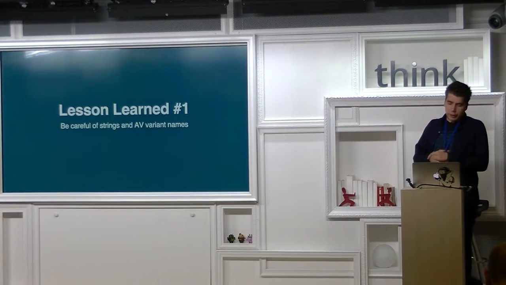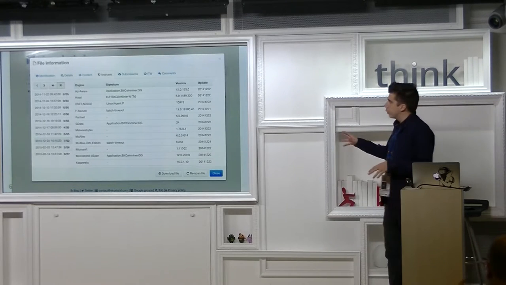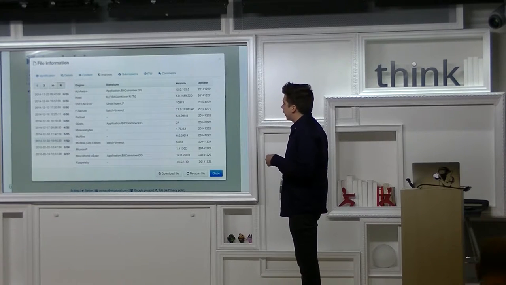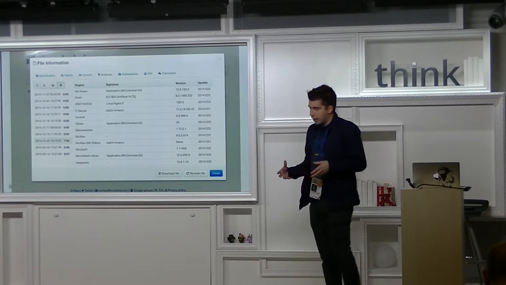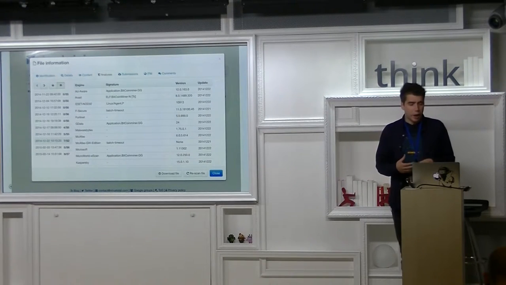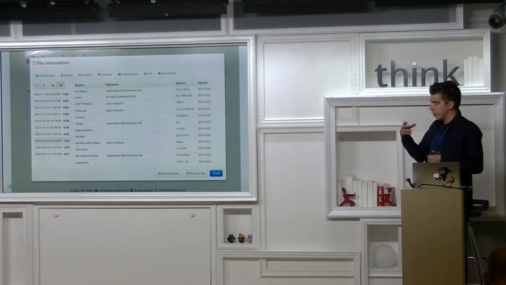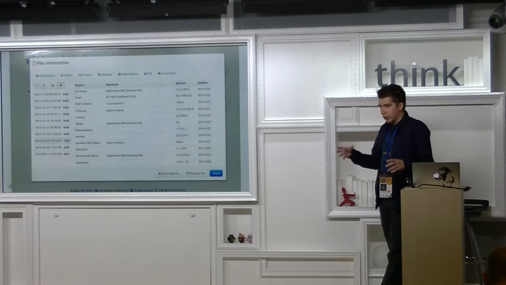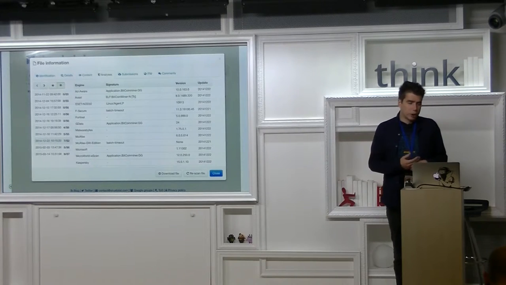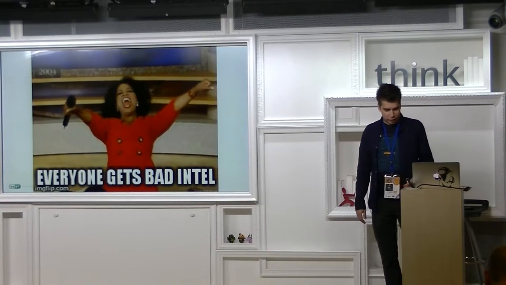Another lesson that we learned is to be careful of strings and AV variant names. So in the specific Linux Moose case, the AV variant names were all, it might be a little bit small, so I'll spell it out, Bitcoin miner or Bitcoin miner related. ESET had Agent.P. But when we first looked at it, we were like, OK, so this is a miner thing. So we were really looking for Bitcoin mining features in the binary, only to realize that it was killing Bitcoin miners inside the feature set of the malware. It was actually looking for processes of Bitcoin miners and killing them. And it was flagged by other AVs as a Bitcoin miner because of those strings, which again is a misclassification. So everyone gets bad intel. We think it's a miner, but it's not actually.